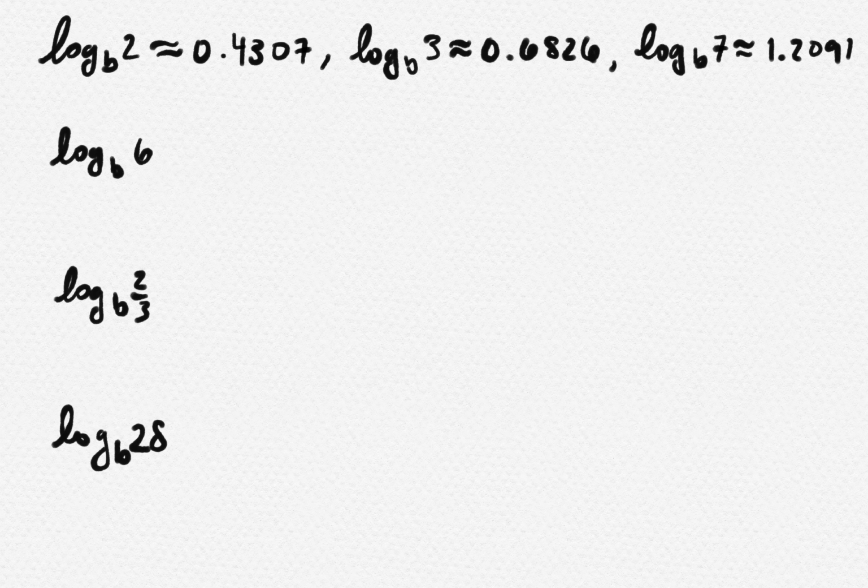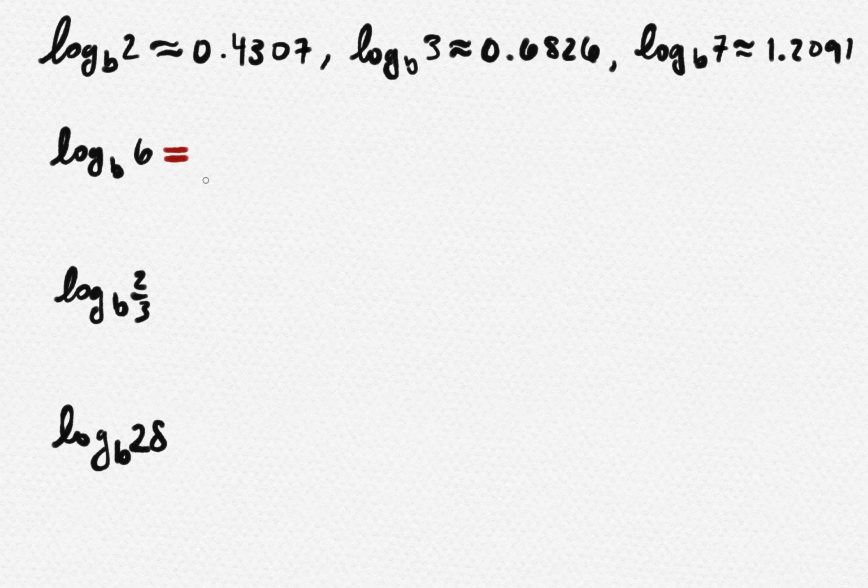Okay, here's a slightly different application. Let's say that for some base b, we know that log base b of 2 is approximately equal to, remember that's what the curly looking equal sign means, 0.4307. Log base b of 3 is approximately equal to 0.6826, and log base b of 7 approximates to 1.2091. There it is. How can we actually find what the log of 6, the log of 2/3, and the log of 28 are?